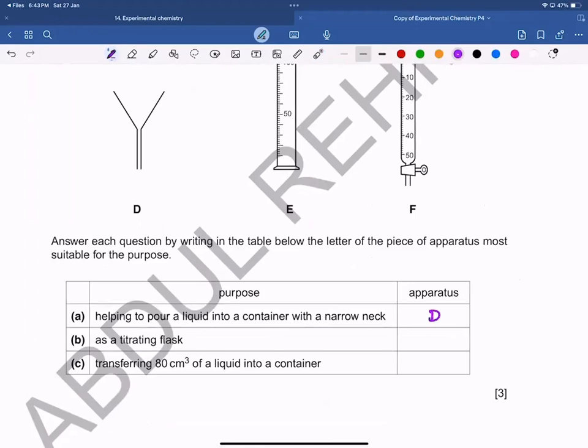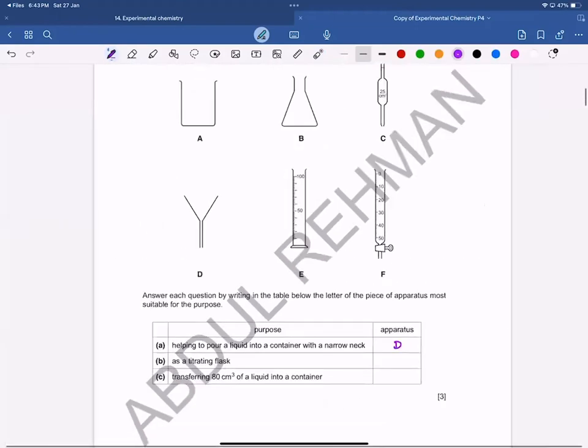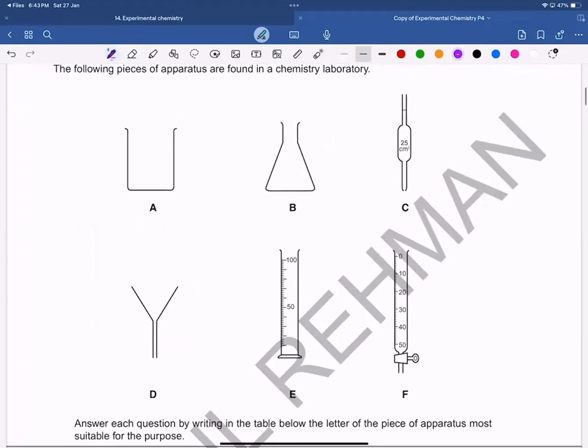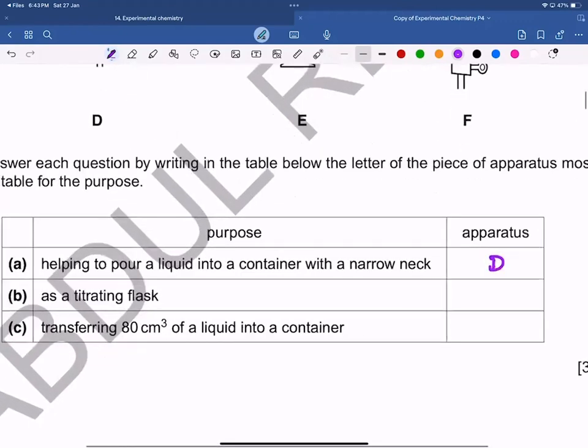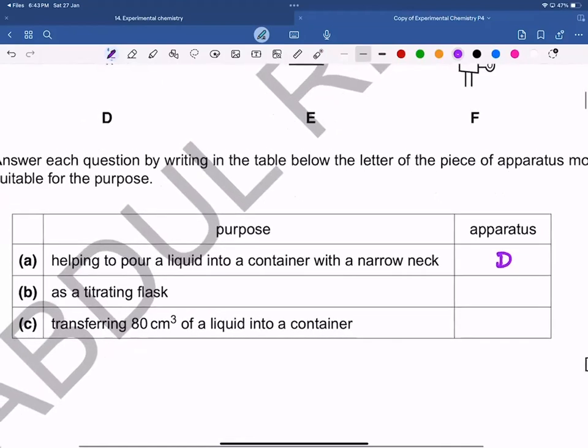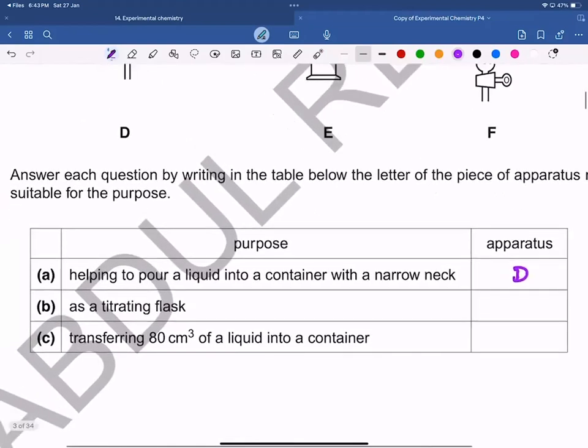It's D. As a titrating flask, so what is a titrating flask? B, it's a conical flask. Conical flask I have mentioned over there in the set of the apparatuses. You have to identify these. Which one is used as a titrating flask? So it's B.